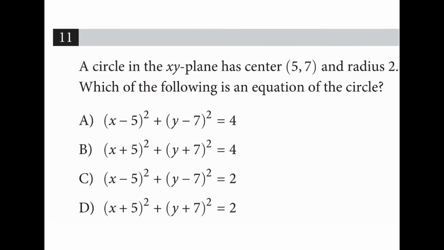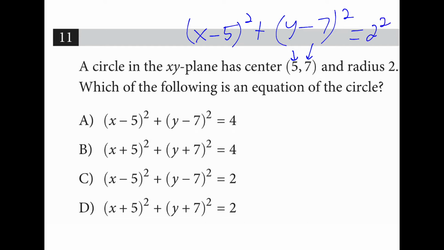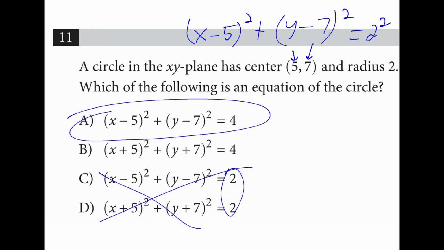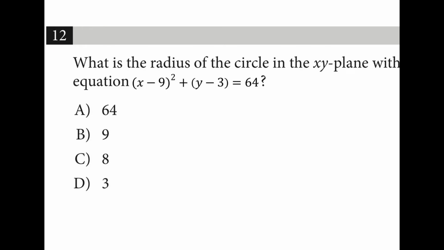To write the equation of a circle, you take x minus the center value there, squared, plus y minus 7 squared is equal to 2 squared. So these are wrong because they have 2's on the right. And A is correct, but B had them backwards, adding instead of subtracting. Given this equation, we have a center 9, 3, and r squared is 64, so r is equal to 8.